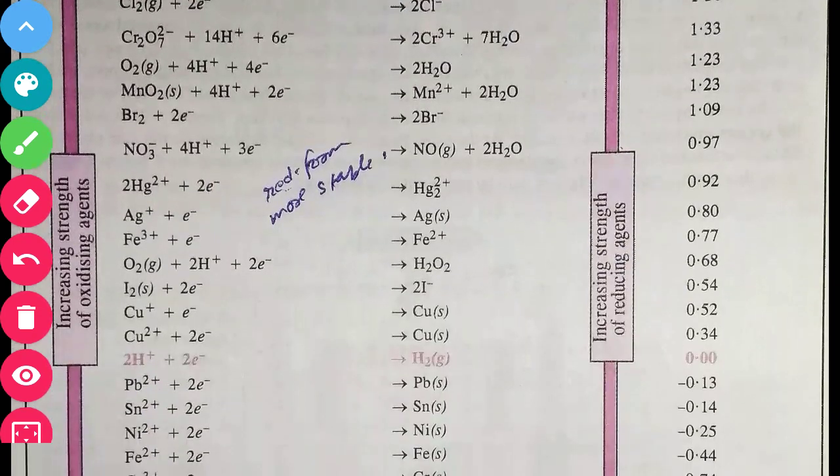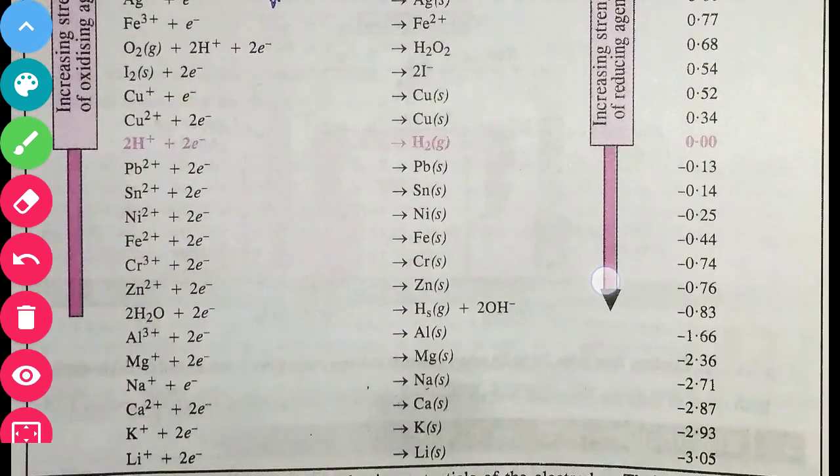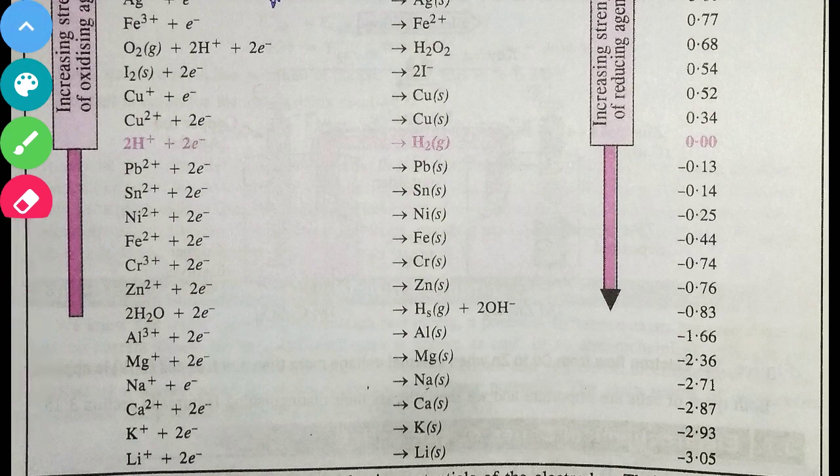And when I talk about the reducing agent, what is a reducing agent? Reducing character means the ability of a substance to release electrons.